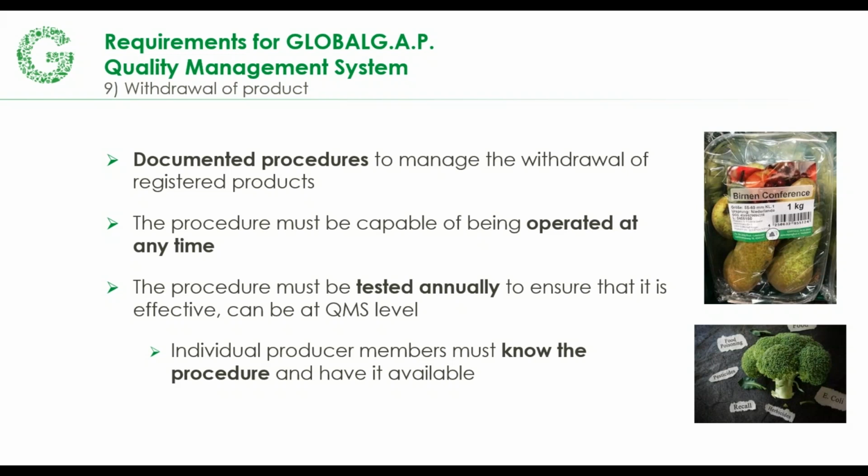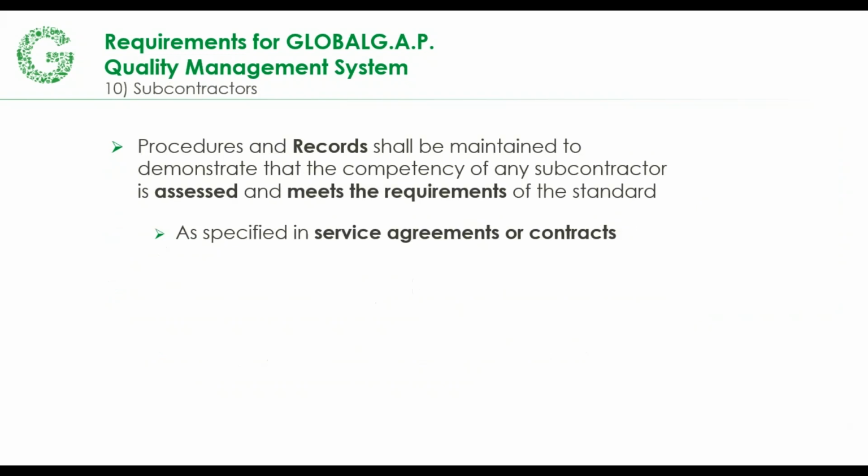So this would be just making sure we know the events, types of events, the persons responsible for making decisions, whether you withdraw or notify customers. This also includes notification of the CB, and how would you get that product back if you had to get it back.